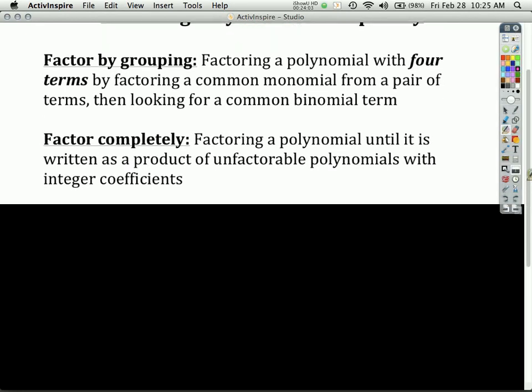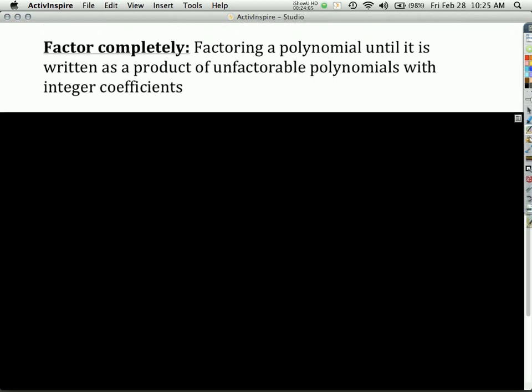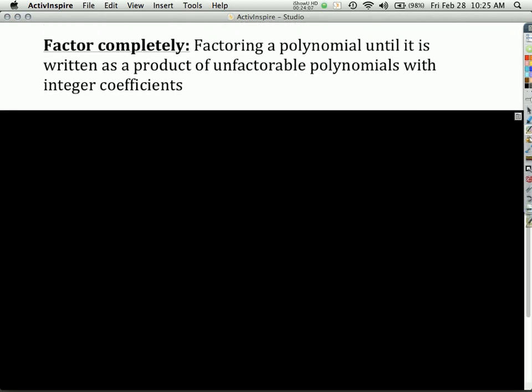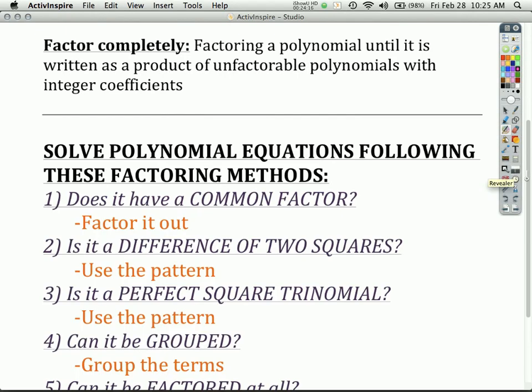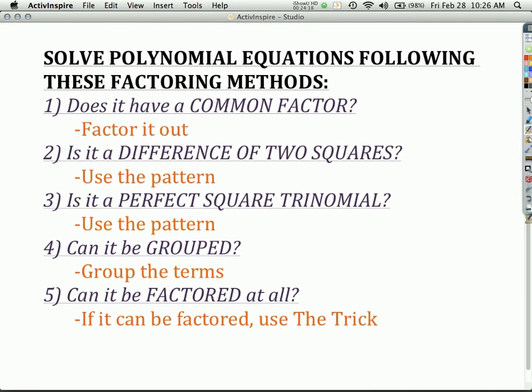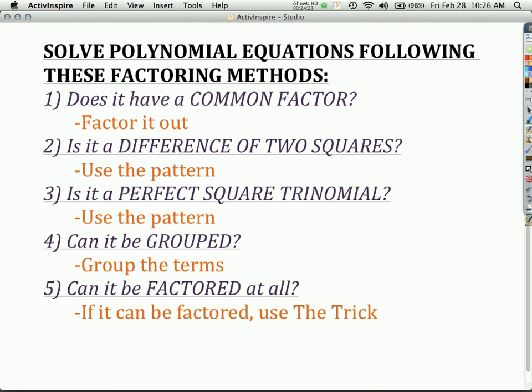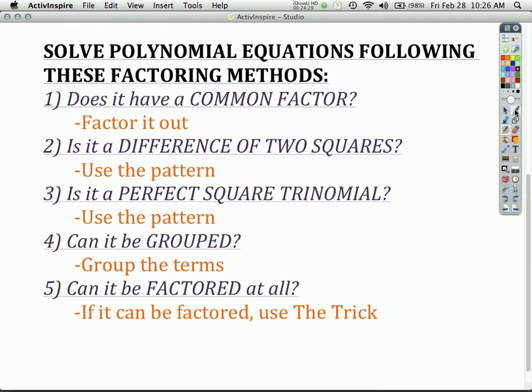Here is the sequence of techniques that we're going to be using when we finally finish everything. Let me give you first the overview. I do not want you to copy. I just want you to look. To solve polynomial equations, you follow these methods in this order. The first thing you do is check and see if there's a common factor. If there's a common factor, factor it out. That's the first thing you do every time, no matter what.